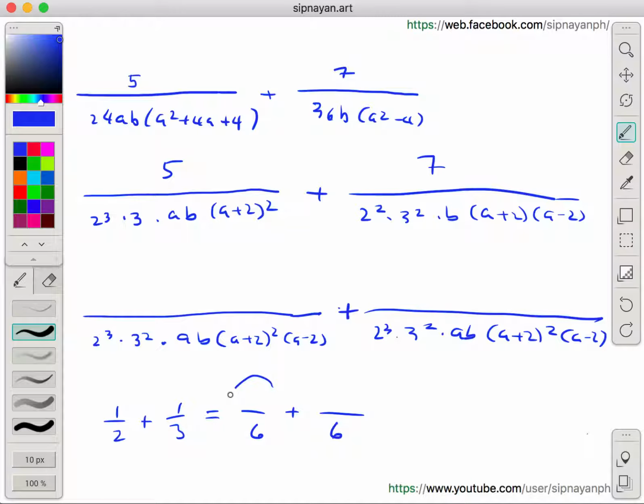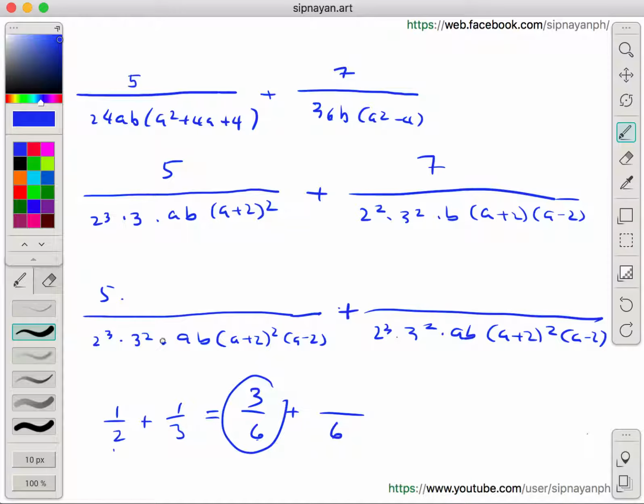And then to get the equivalent fraction, we divide this by 2 and then multiply the quotient by 1. So 6 divided by 2, 3 times 1 is 3, di ba? So ganun din dito, we divide this by this and then multiply the quotient by 5. So may 5 na tayo dito, no? This 1 divided by this 1.